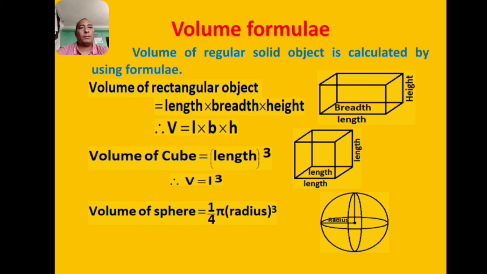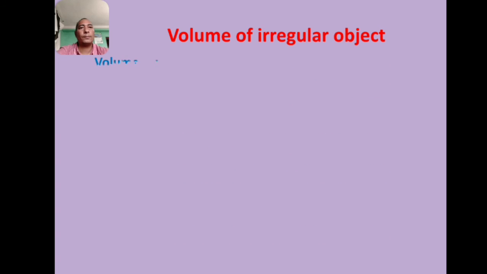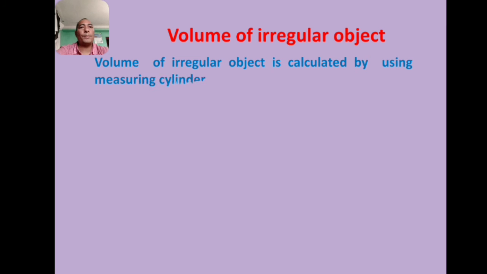Volume of sphere is 1 by 4 pi radius cube. Therefore, V equals 1 by 4 pi r cube. Volume of irregular object. Volume of irregular object is calculated by using measuring cylinder. Volume of irregular object equals V2 minus V1.